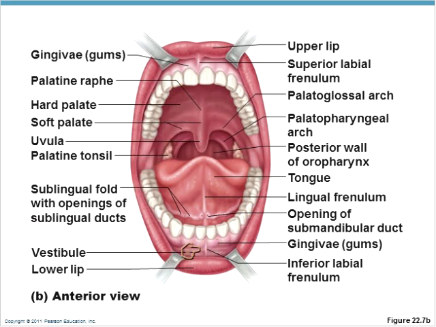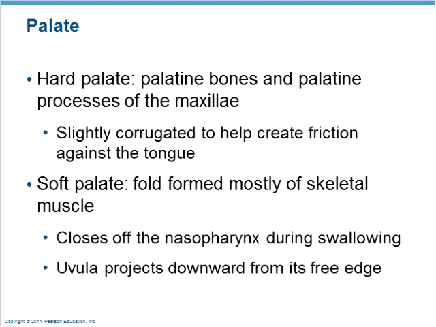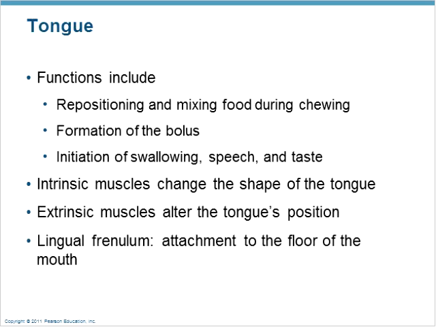So you kind of have a feel for what we're talking about. The vestibule is that space between the lips and the teeth proper. The palate is the hard palate and the soft palate. The hard palate is obviously the palatine bones and the palatine process of the maxillary bone. It's slightly corrugated to help create friction against the tongue. The soft palate is a fold formed mostly of skeletal muscle, and it closes off the nasopharynx during swallowing, and the uvula projects downward from its free edge, so it kind of sticks down and hangs out there.